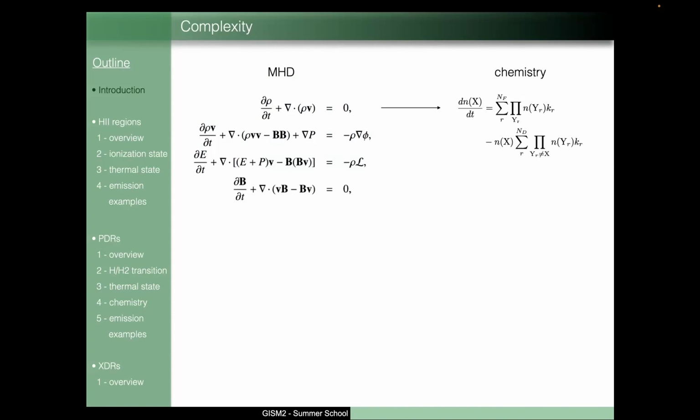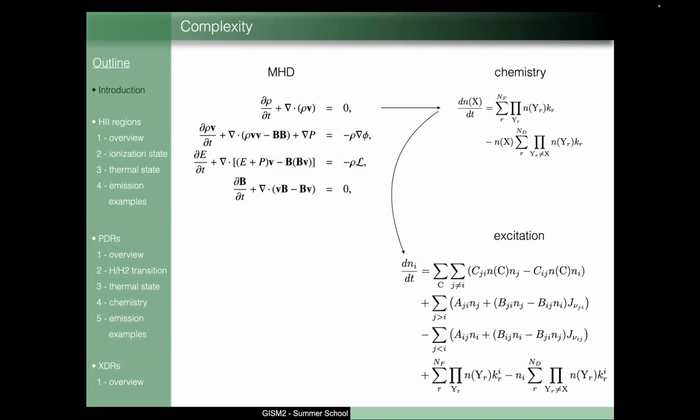For any species X, we need to follow the time-dependent evolution of the density of this species, taking into account the interaction of this species with the radiation field, but also the interaction of these species with one another. Since we want the absorption and emission properties of the environment, we also need to model the time-dependent evolution of the excited levels of all these species, okay? So for each species here, we need to model the evolution of the density of the excited level, taking into account, of course, all the interactions that form and depopulate this level.